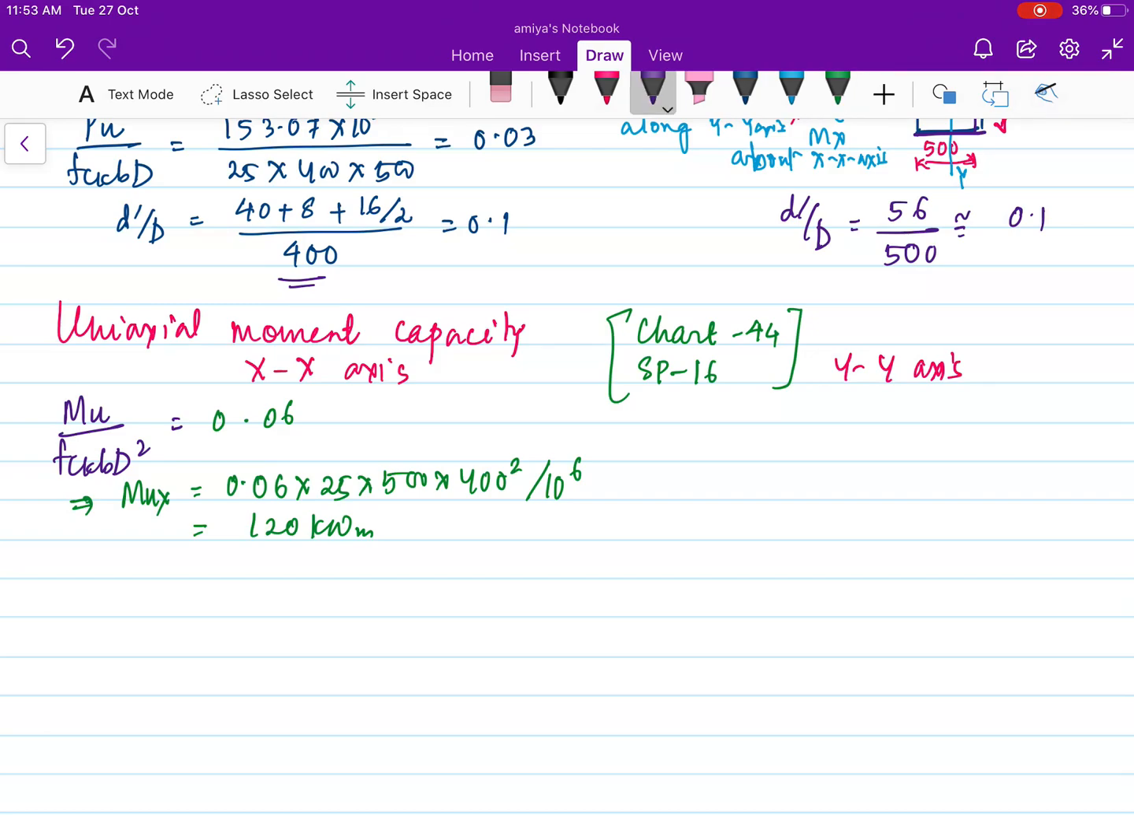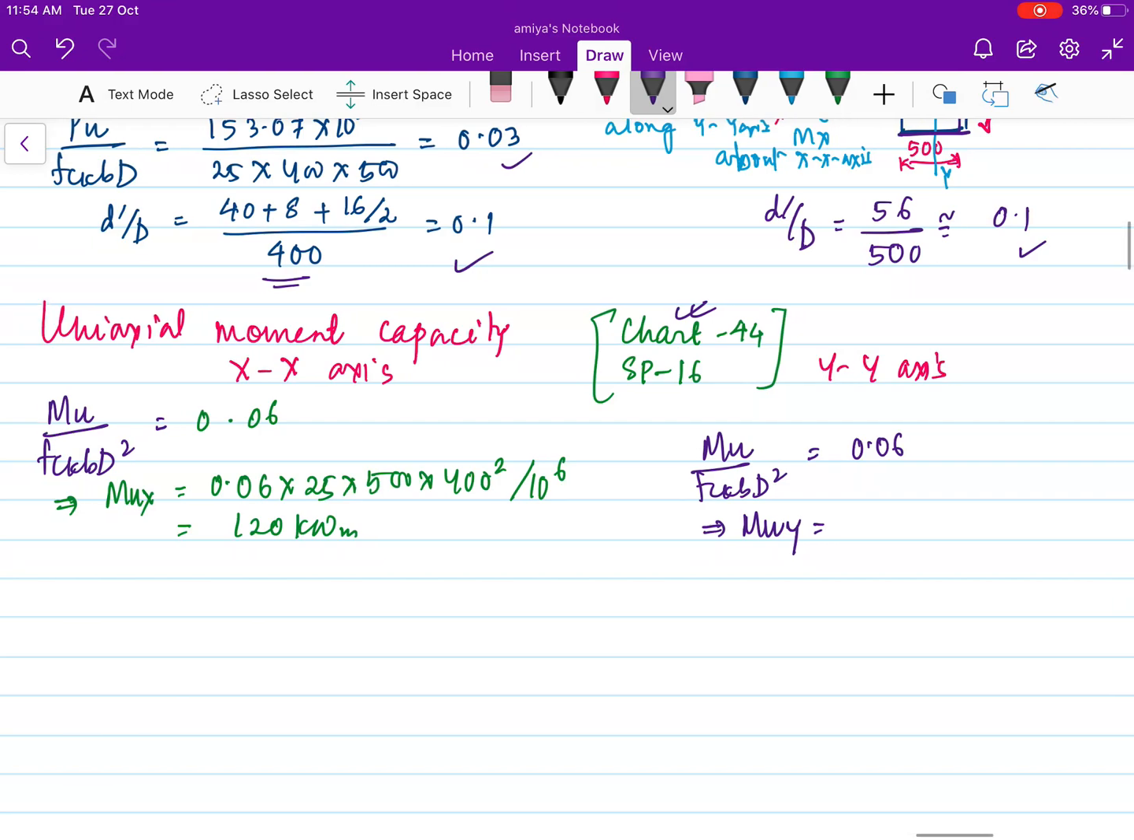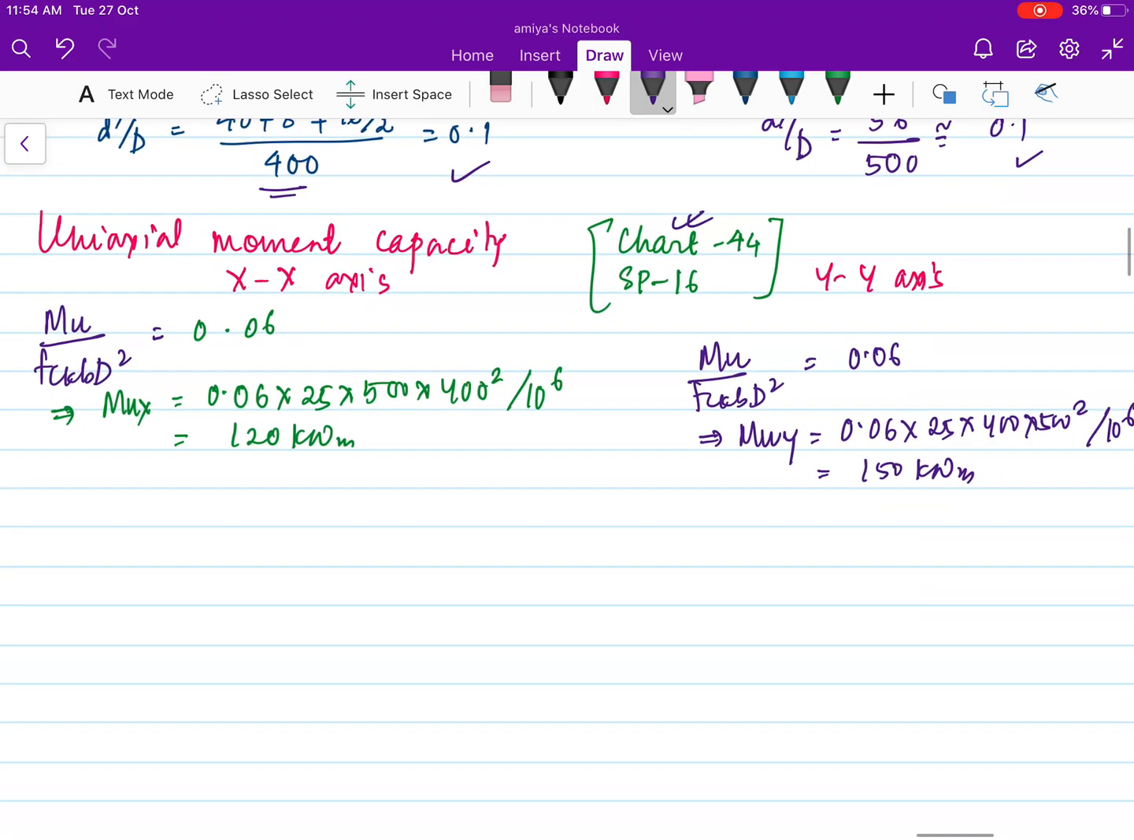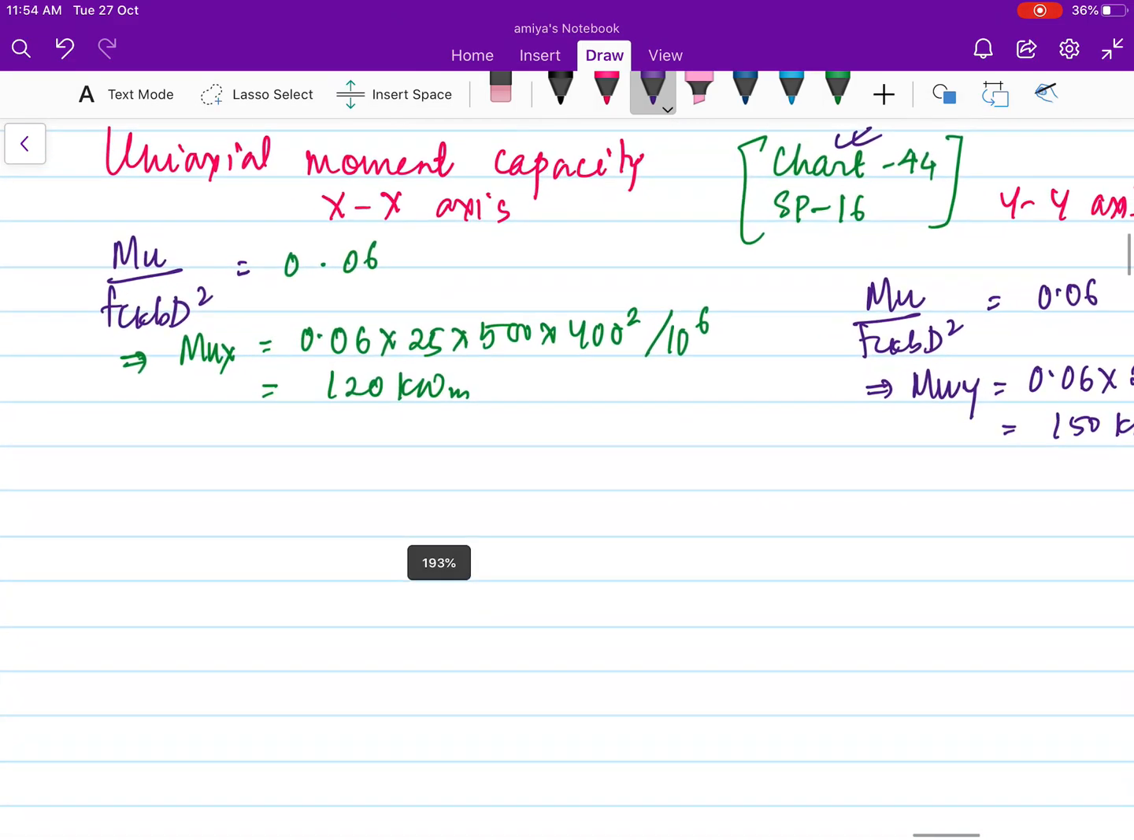Similarly for the y axis, Mu by fck b d square is the same 0.06, referring to the same chart, because here d dash by D is the same and your Pu by fck b d is the same, so the value will be the same. But if you calculate in the y axis, your b and d will be changing. So 0.06 into 25 into 400 into 500 square, by 10 to the 6, this is coming to 150 kilonewton meter. So both capacities you have calculated, in both directions.